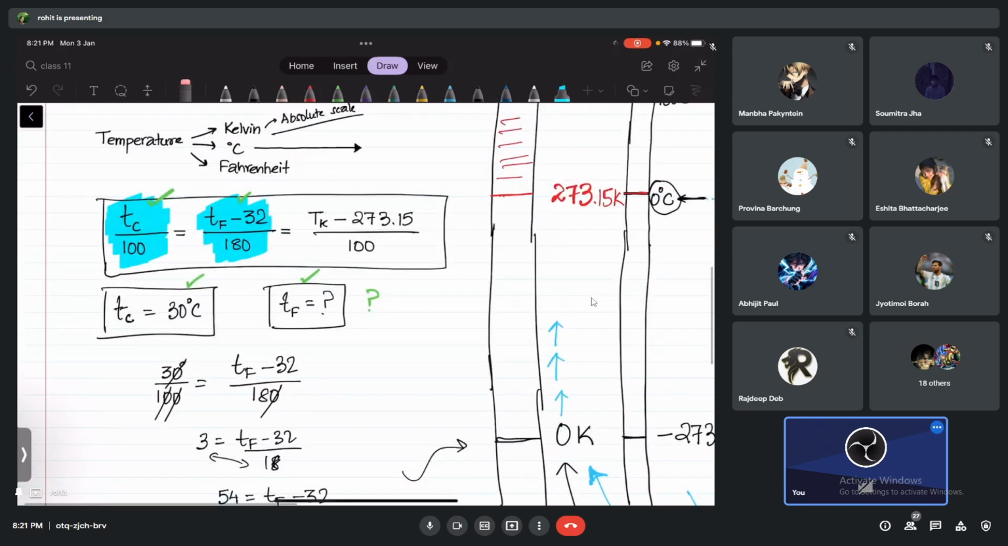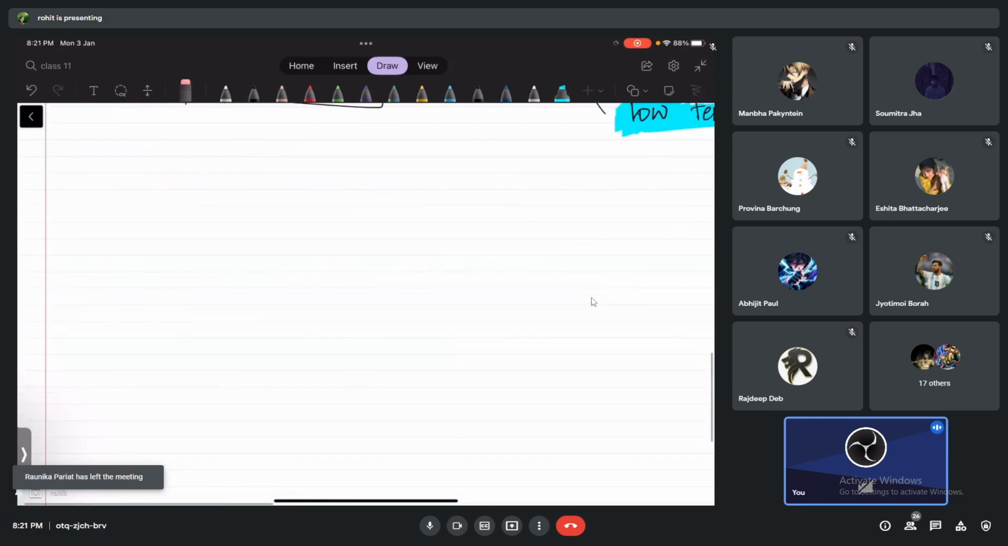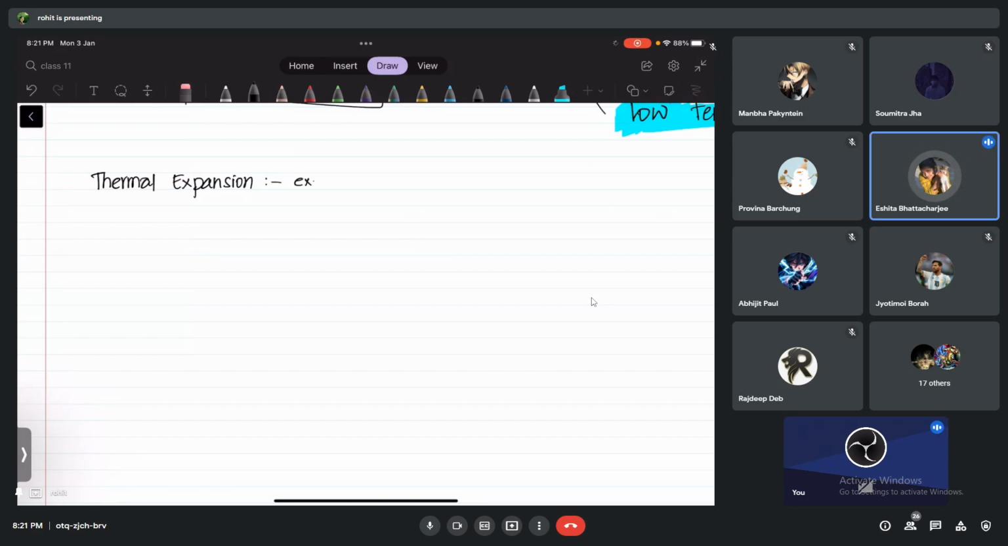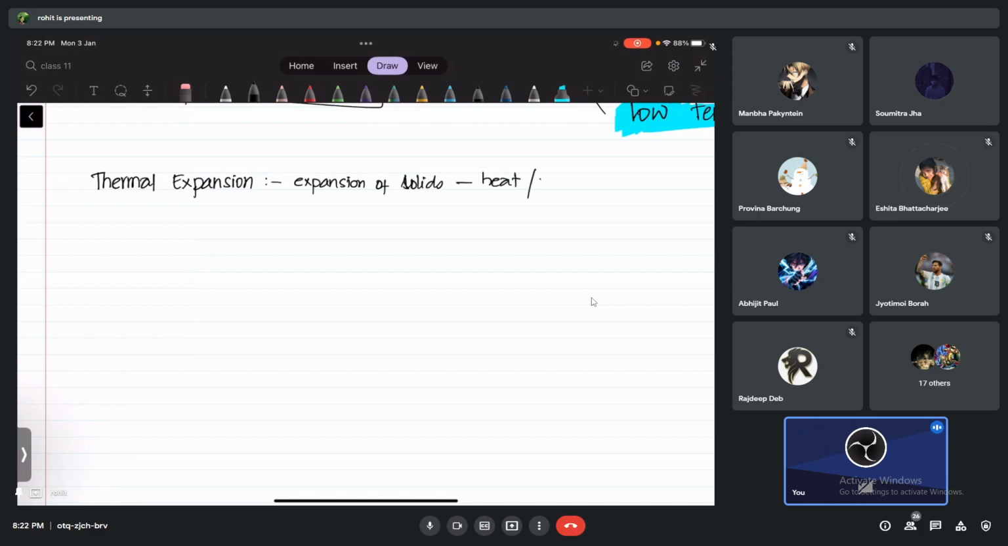Now see, let's go directly to thermal expansion. Thermal expansion is very nice and easy. Can you quickly tell me what is thermal expansion, guys? Let's do it with only solids first of all. What do you think? It's expansion of solids because of heat, or in other words, because of change in temperature.